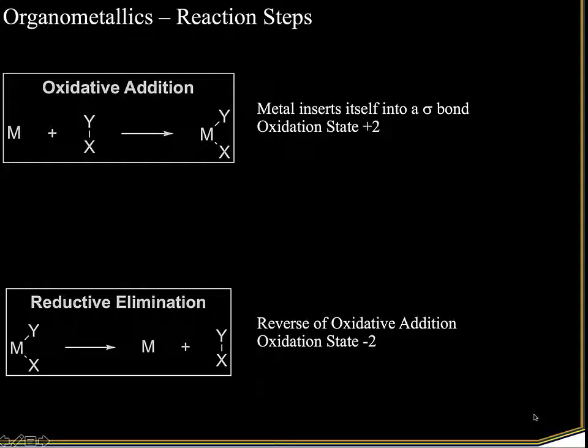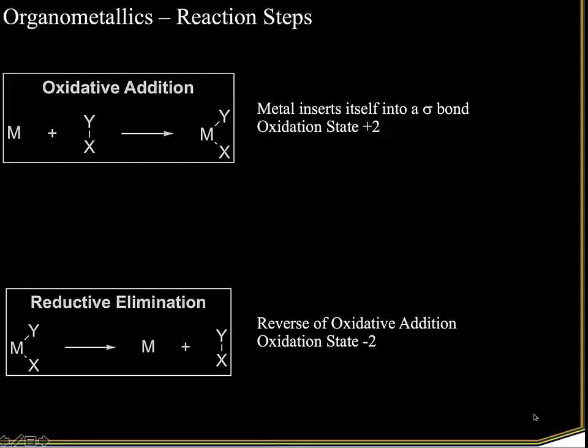We can categorize these based on the changes in bonding and the changes that are occurring at our transition metal catalyst. The first of these steps or types of reactions is what we call an oxidative addition. This is formally where a metal inserts itself into a sigma bond of a compound. And ultimately, what ends up happening is the oxidation state of our transition metal increases by 2. Right? In the schematic that's drawn here, we go from a 0 oxidation state in our starting material to a +2 oxidation state in our product.